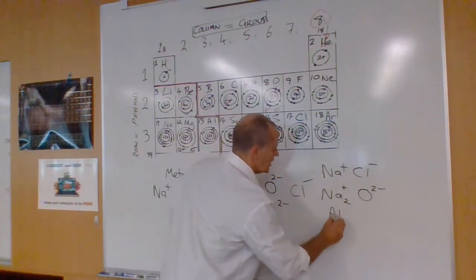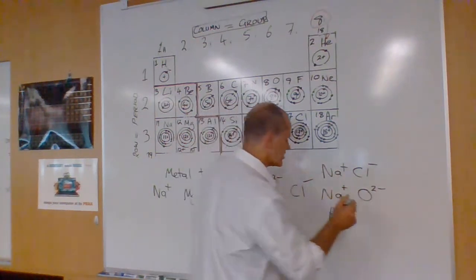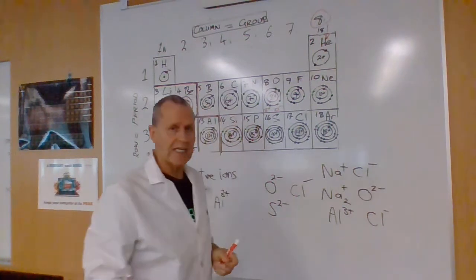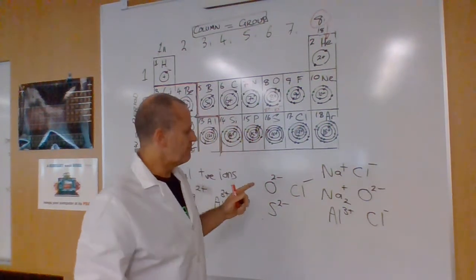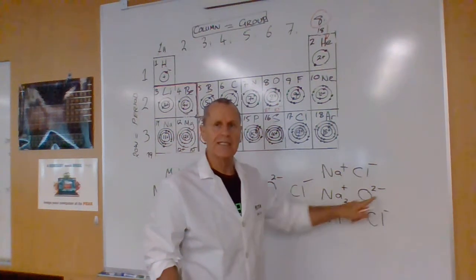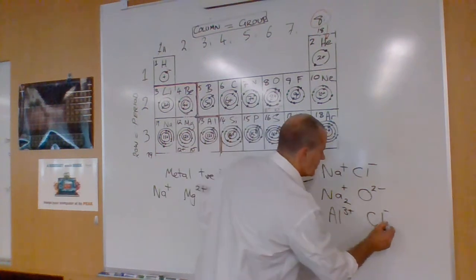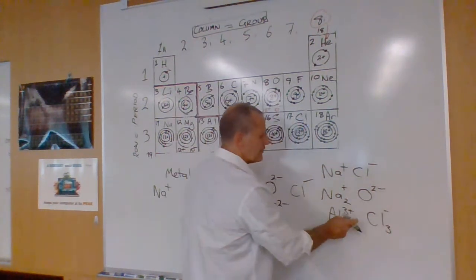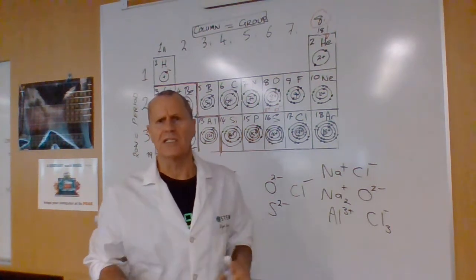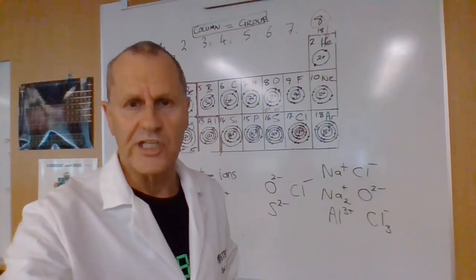Let's try aluminum, 3 plus, because it loses 3 electrons, and chloride, which has gained 1 electron. But here we've got the situation where, oh dear, 3 pluses and 1 minus. So we need a ratio of 3 minuses to 3 pluses. They need to even out. And this is basically how you write the formulae for ionic compounds.